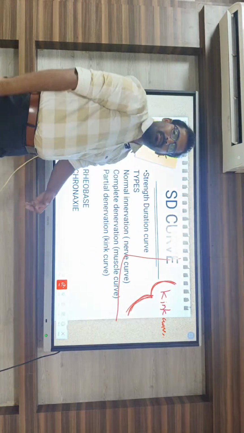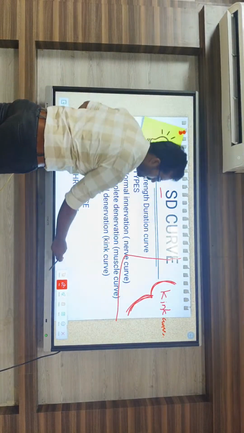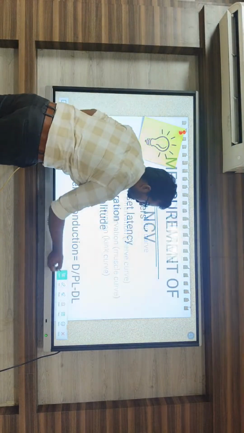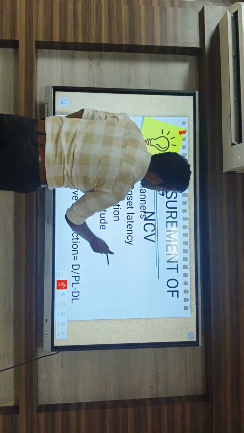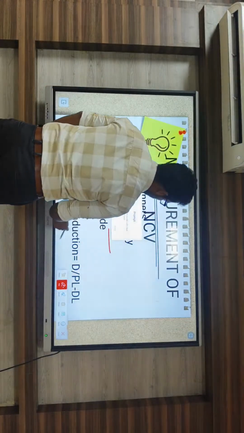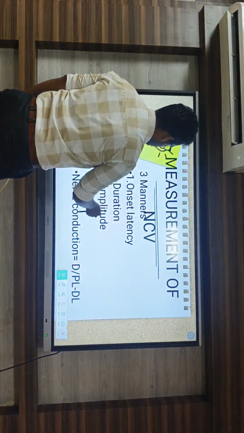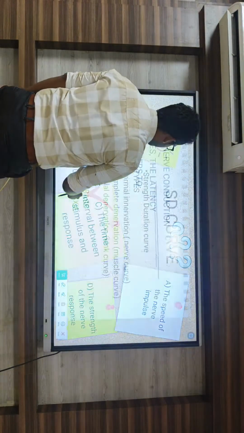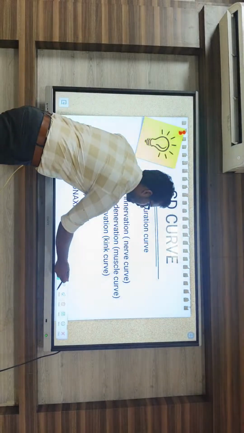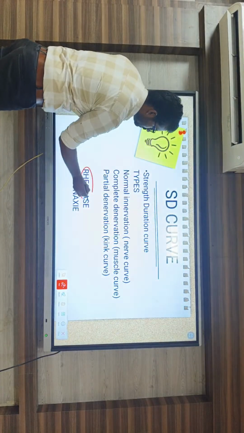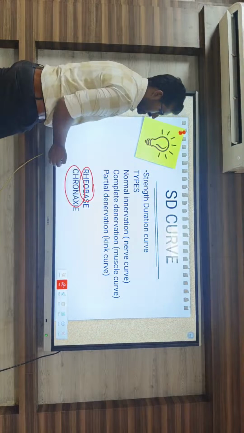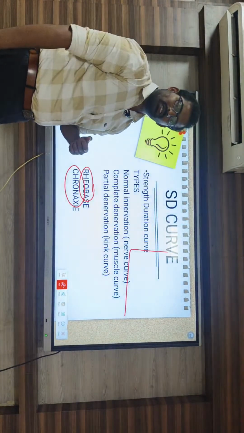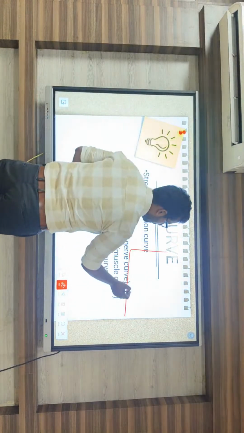Okay. So what is the basic physics behind the SD curve? That is the Rheobase and Chronaxie. So what is Rheobase and what is Chronaxie? Rheobase resembles the minimal amount of current required to produce a flickering muscle contraction.